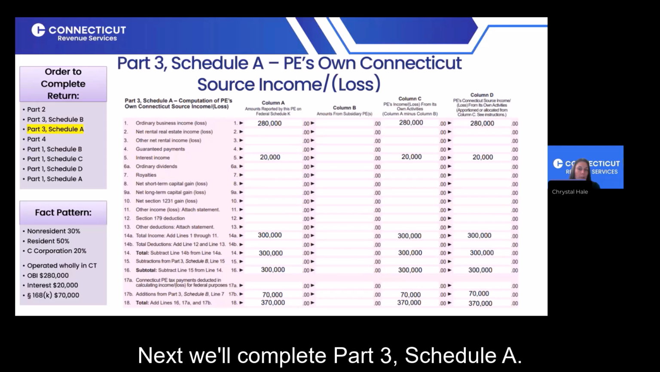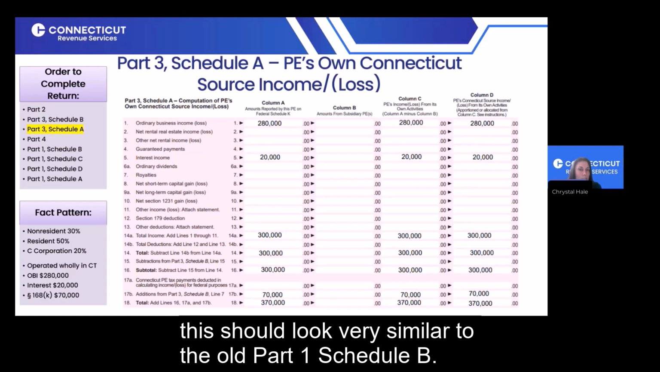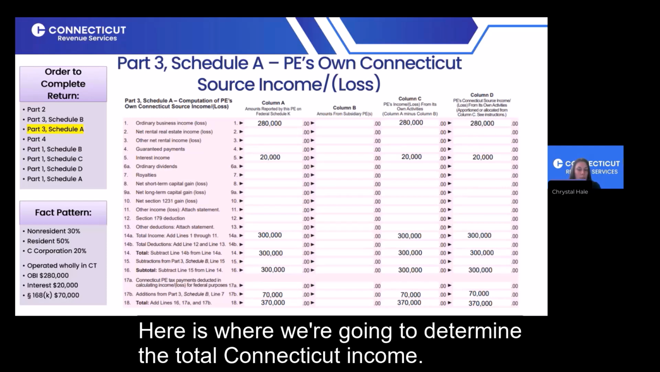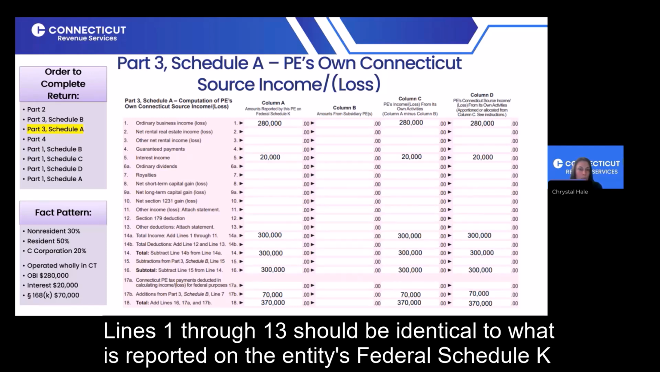Next, we'll complete Part 3, Schedule A. If you've completed a pass-through entity tax return in the past, this should look very similar to the old Part 1, Schedule B. Here is where we're going to determine the total Connecticut income. Column A are the amounts reported on Federal Schedule K. So lines 1 through 13 should be identical to what is reported on the entity's Federal Schedule K.